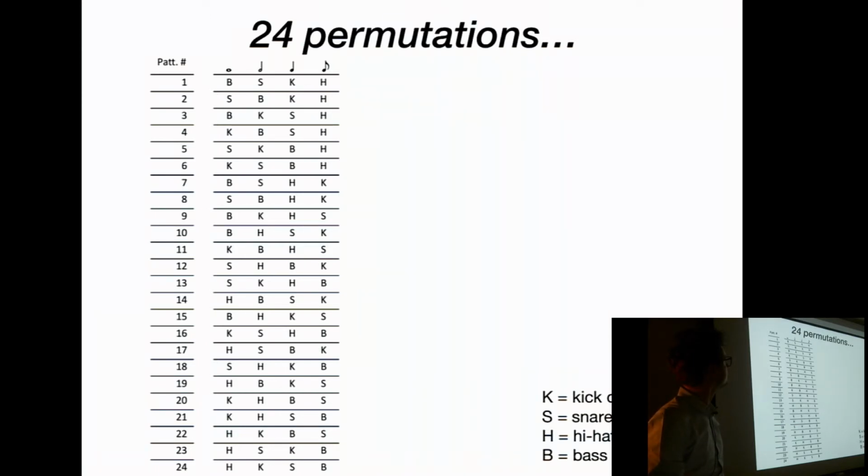From this pattern we created 24 permutations in total by simply assigning each instrument to a different rhythmic subdivision every time. So this is the base pattern that I just played. There's the bass on the whole note, snare on the half note, kick on the quarter note, hi-hat on the 8th note, and then by permutating the instruments, you get new patterns such as this one.